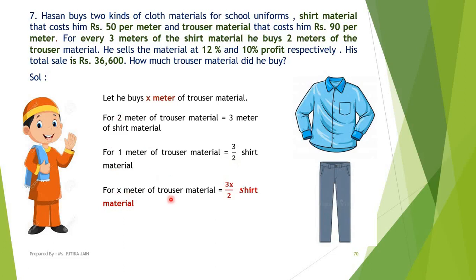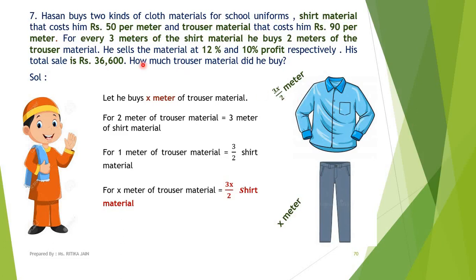Now, for X meter of trouser material, because we have started our expression with let he buys X meter of trouser material. So how will you calculate the amount of shirt material? It will be 3/2 into X. Okay. So now we have got a relation that if Hassan buys X meter material for trouser, then he would buy 3x/2 meter material for shirt.